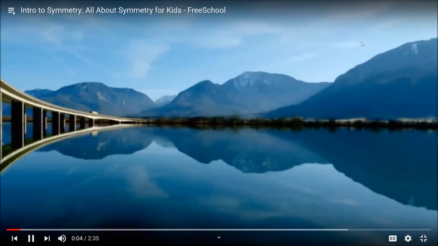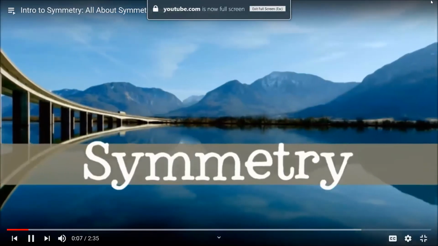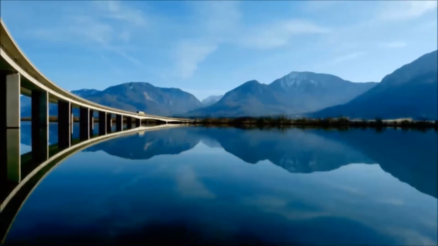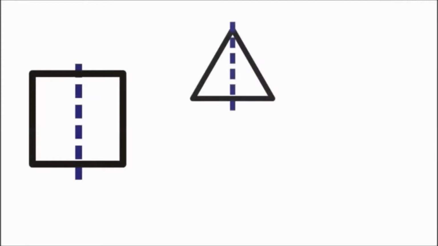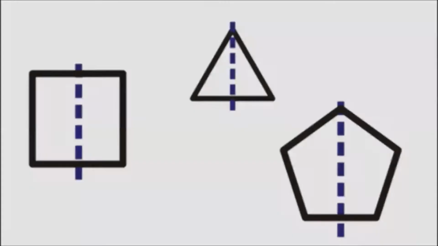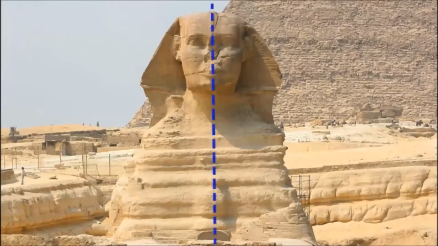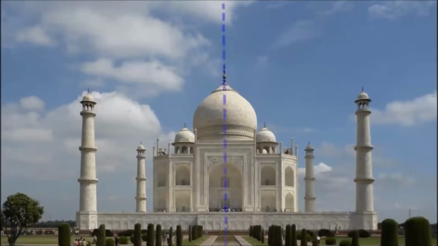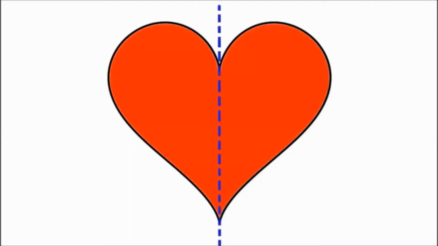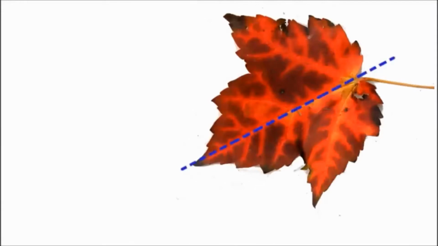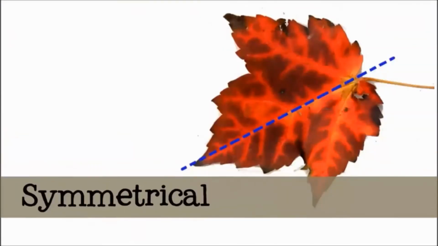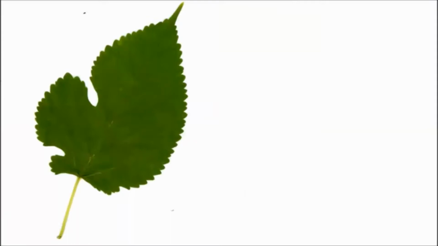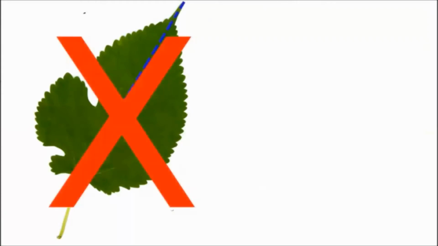Hi everyone! Today we're going to learn about symmetry. Symmetry is a concept that is commonly found in math, especially geometry, but it is also often discussed in art and design. An object that has symmetry can be divided into identical pieces. When an object has symmetry, we say that it is symmetrical. When an object does not have symmetry, we say that it is asymmetrical.